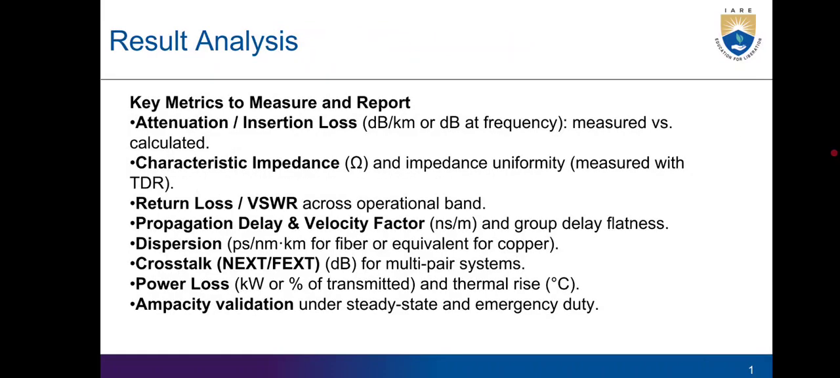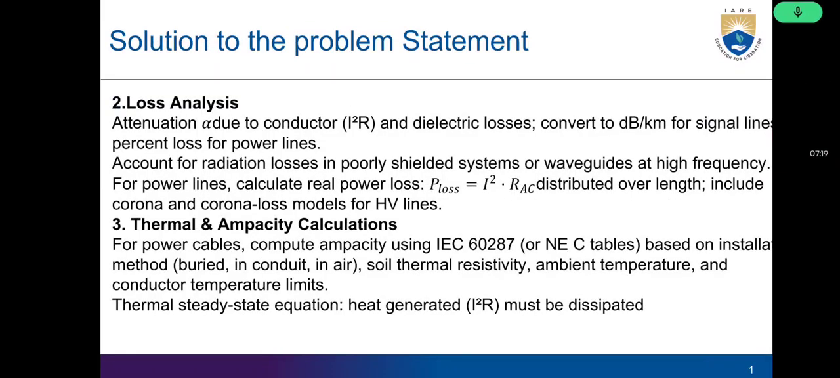Calculate real power losses: P loss equals I squared times R AC distributed over length. Include corona loss models for HV lines. Thermal ampacity calculations: for power cable, compute the ampacity using IEC 60287 based on installation method, soil thermal resistivity, ambient temperature and conductor temperature limits. Thermal steady state equations: heat generated by I squared R must be dissipated.